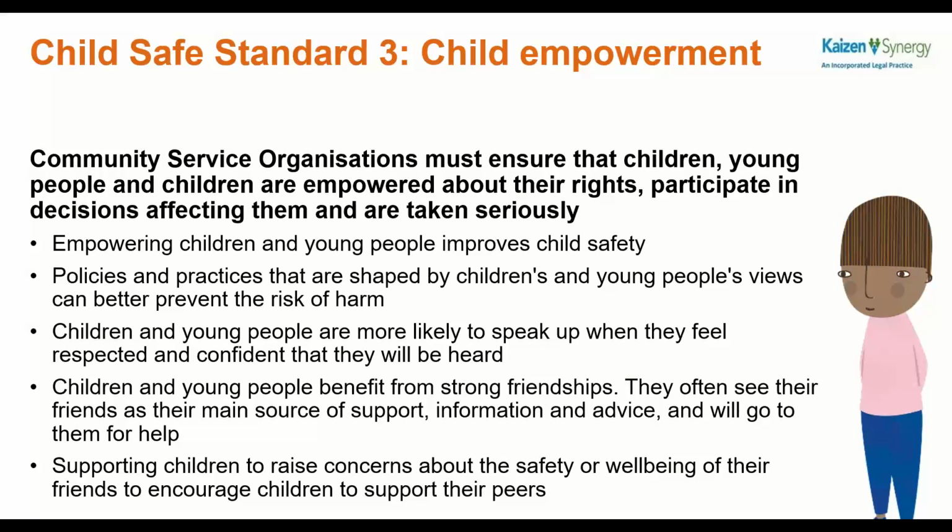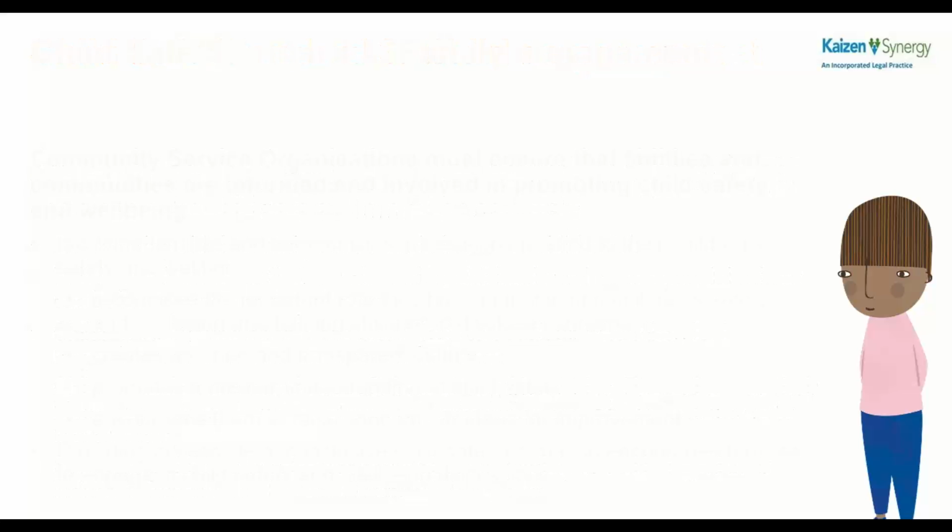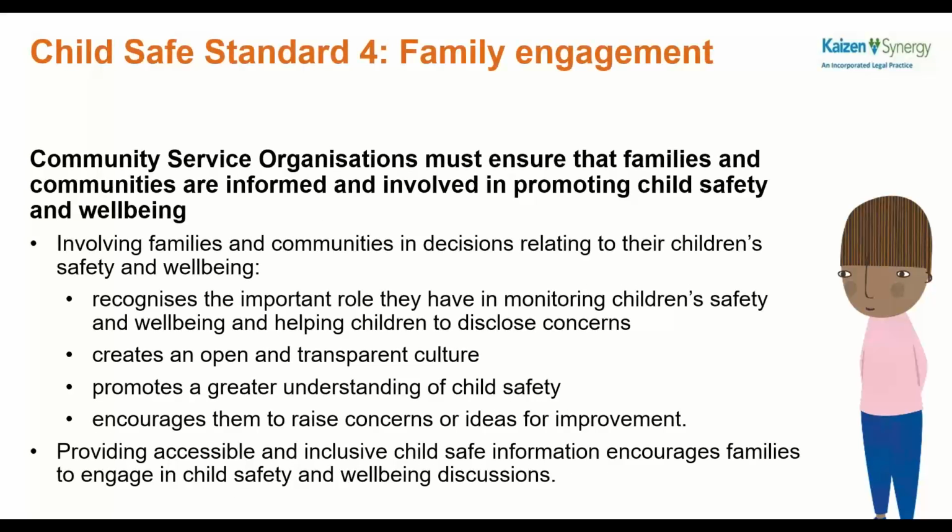The other part that the child safe standards also include is child empowerment. Community service organisations must ensure that children and young people are empowered about their rights, participate in decisions affecting them, and are taken seriously. Child Safe Standard 4 ensures that families and communities are informed and involved in promoting child safety and well-being.